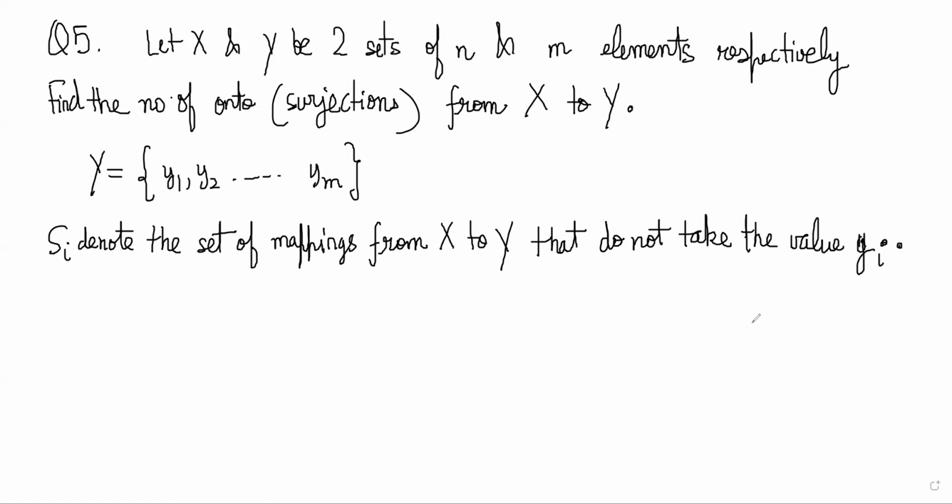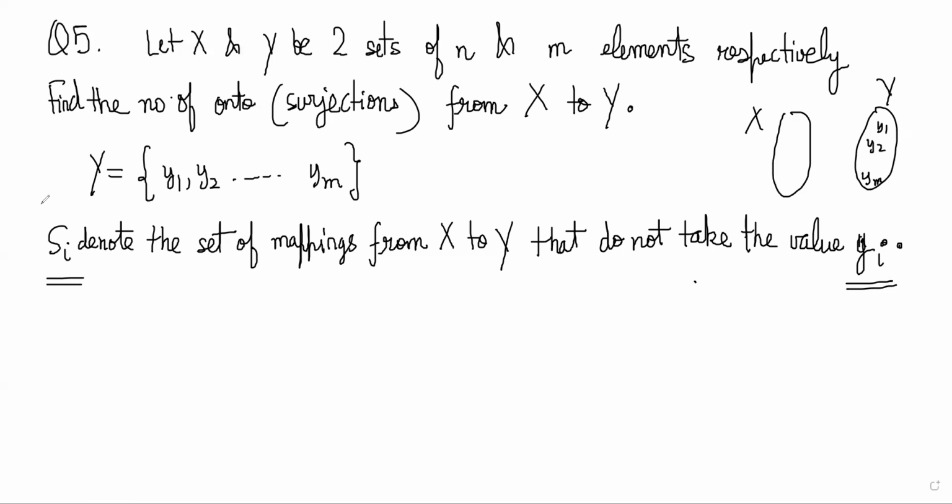What does this mean? You have two sets like this. This is y1, y2, ym. Now, if one of them is not being taken, S of i is the set of mappings from X to Y that do not take the value yi, right? That will mean that those mappings in S of i are not onto functions, because in onto functions, you are supposed to take all possible values, right? So finally, at the end, we will find out the complement of S of i.